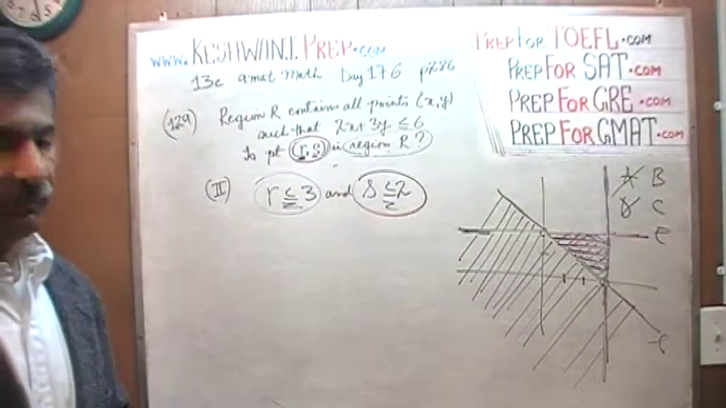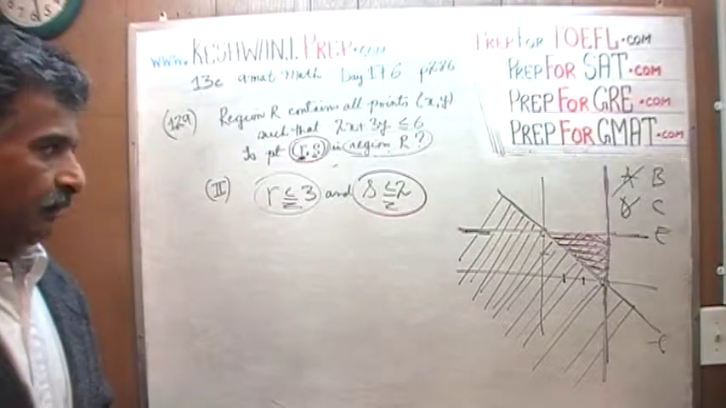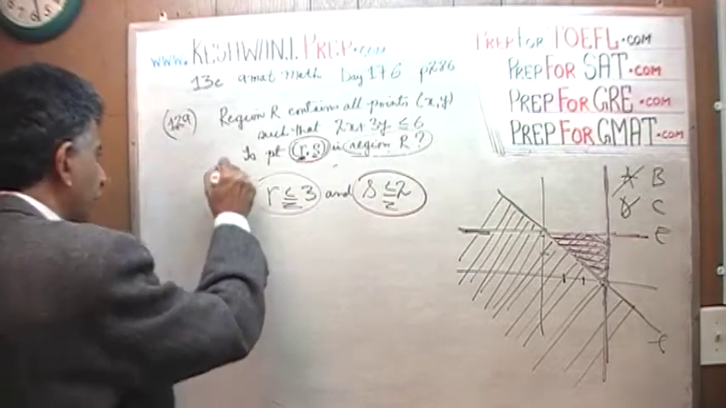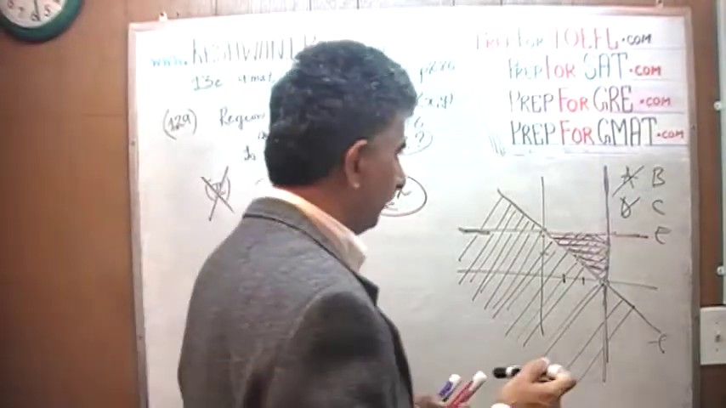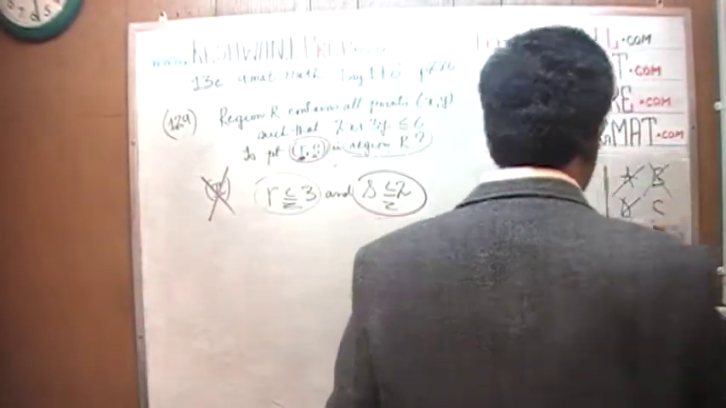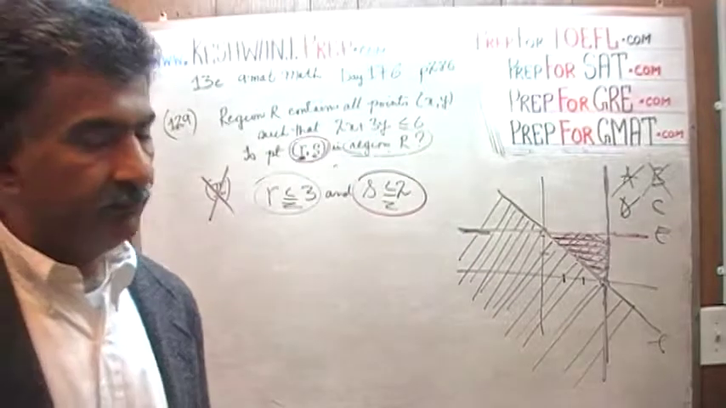Again, we have the same problem. Some of the points lie within the region and some of the points do not. The second statement by itself is also not good, which means answer cannot be B. This is a nasty one. I know that. This is a very nasty problem.